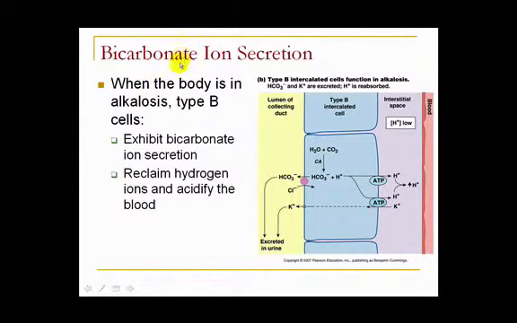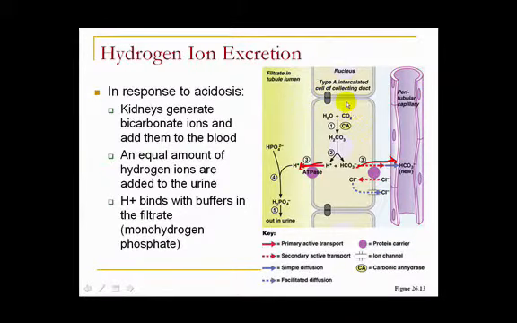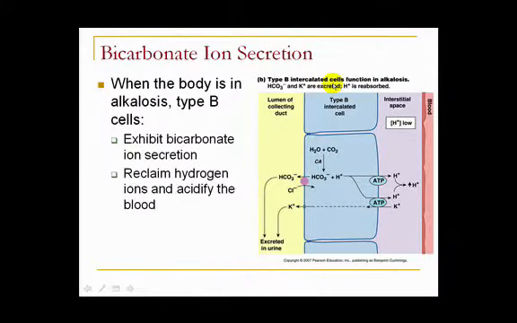Now what if you're in alkalosis? In this case, type B cells, I should go back. These cells here that deal with acidosis are called type A cells. So think A, acidosis. Type B cells are a different type of cell found in the nephron. And think B, basic, which stands for alkalosis.